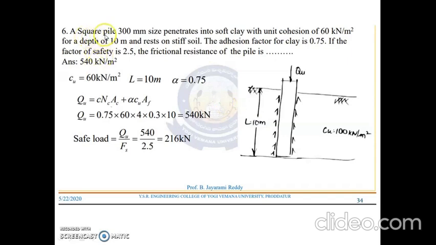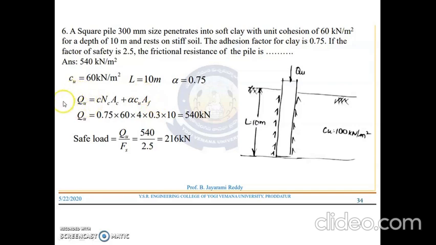Next problem. A square pile 300 mm size penetrates into soft clay with unit cohesion of 60 kilonewton per square meter for a depth of 10 meter and rests on stiff soil. The adhesion factor for clay is 0.75. If the factor of safety is 2.5, the frictional resistance of the pile can be calculated by using the equation Qu equal to CNC AC plus alpha into Cu into AF.